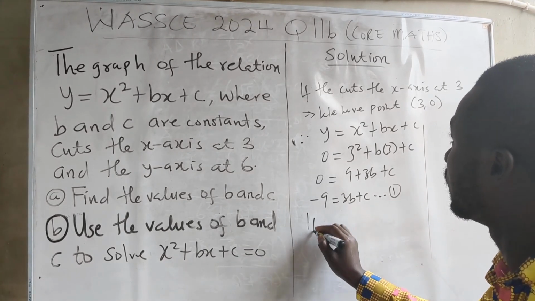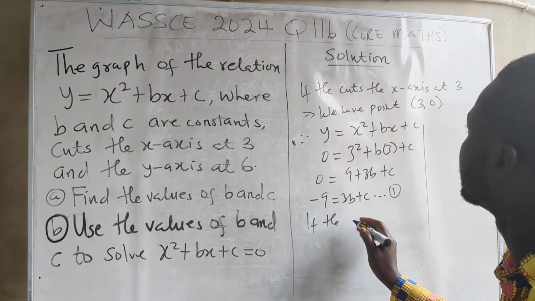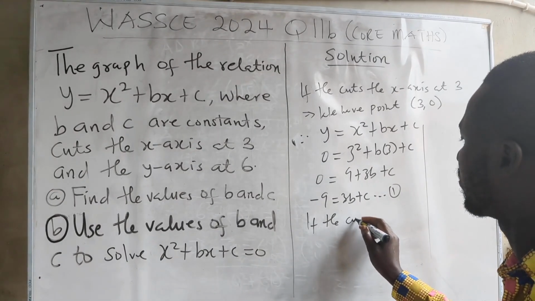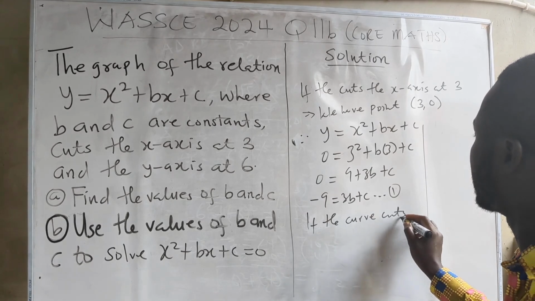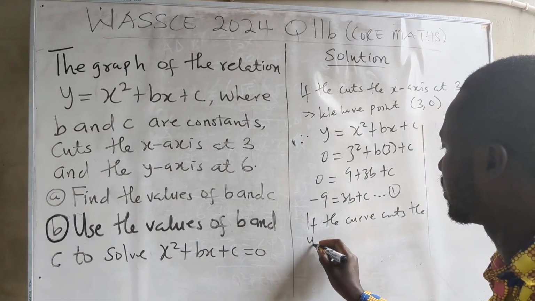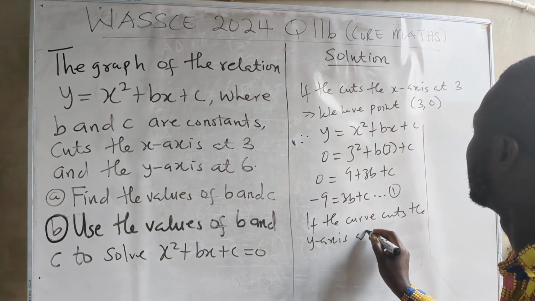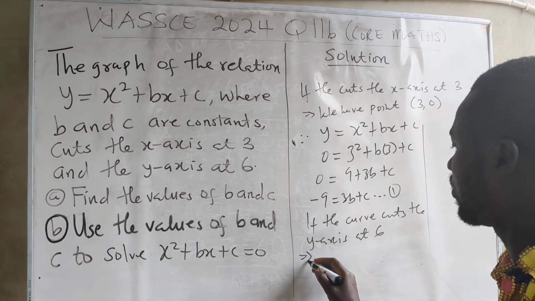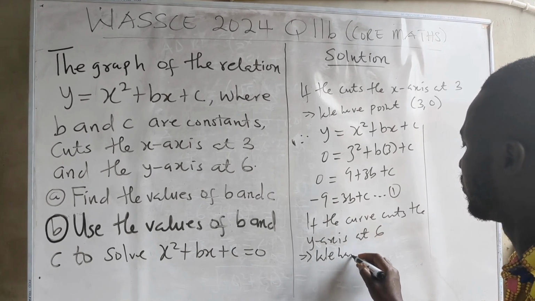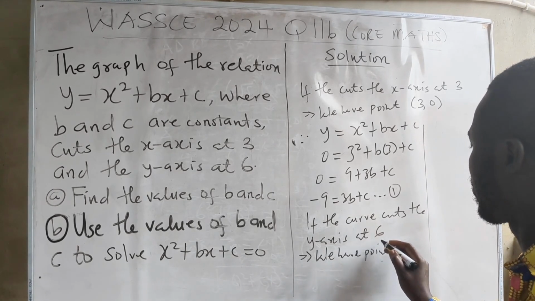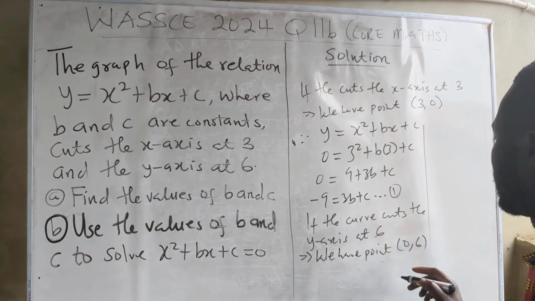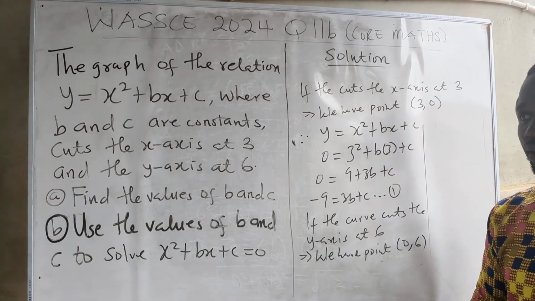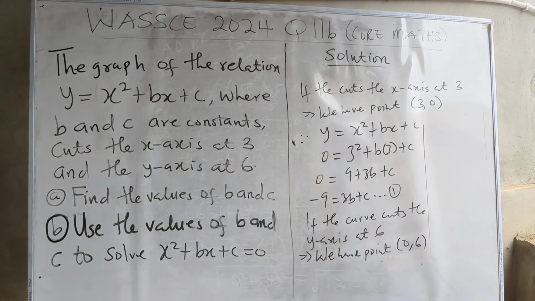So what do we say? That if the curve cuts the y-axis at 6, then we have the point (0, 6). Okay, because on the y-axis s is 0, so we are going to have (0, 6).